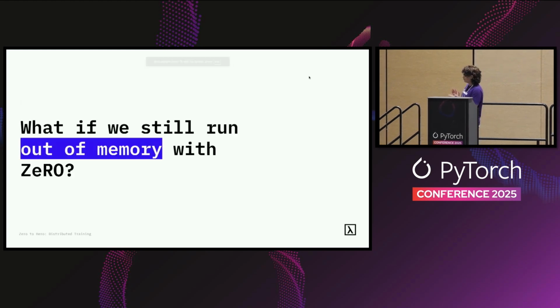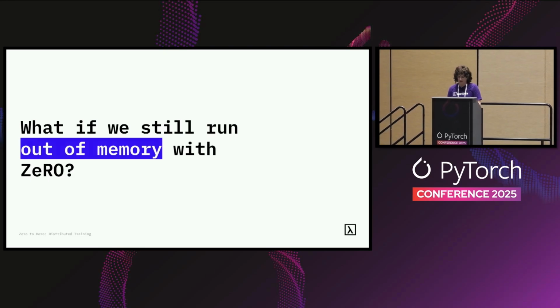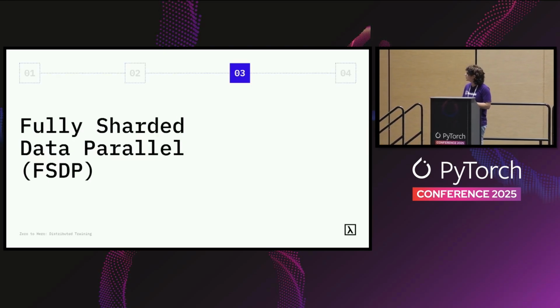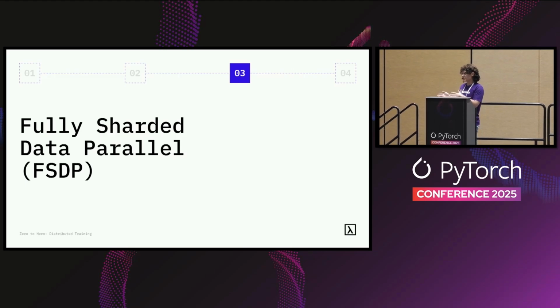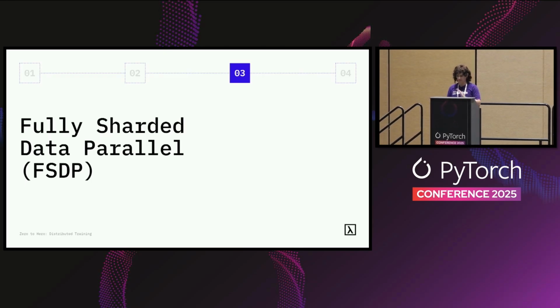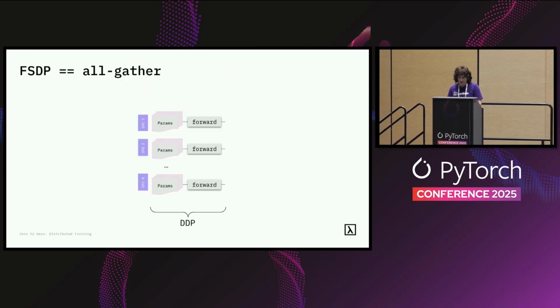Okay, so what do we do if we still run out of memory, if our model's so big that even with ZeRO, we need to do something else? That's where fully sharded data parallel comes in. It's just kind of like the next step. So ZeRO split the optimizer over all GPUs, and FSDP splits our model and the gradients over all the GPUs too. So it's mega memory saving.